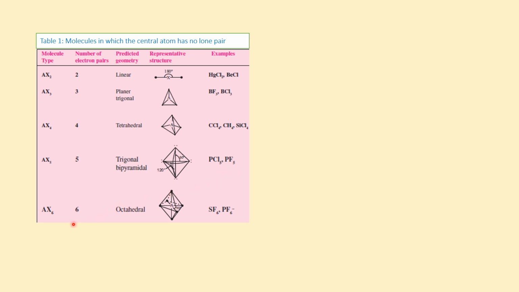The last and final molecule type is AX6, where the number of electron pairs is 6 and the shape is octahedral, and the shape is shown in the table. Examples of such octahedral molecules are SF6 and PF6 minus.